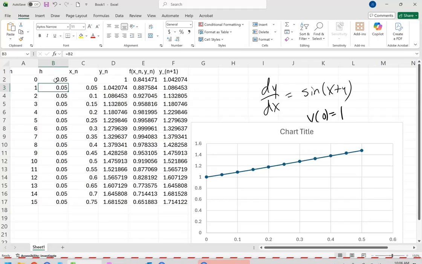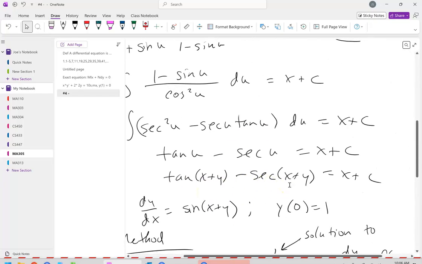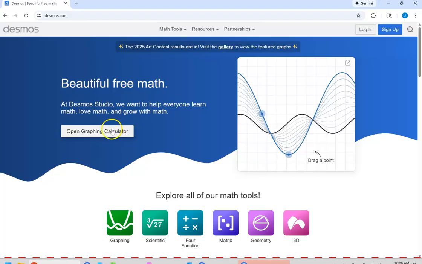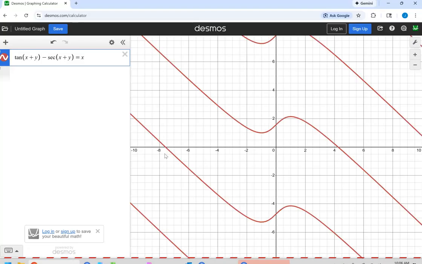Okay. Going back here real quick to the original problem. We solved it earlier, right? This was the solution. A little hard to get the initial condition here, but let me graph this without the plus C on the end and see if the shape looks okay. Desmos will plot this implicitly. It was tangent of x plus y minus secant of x plus y equals x.